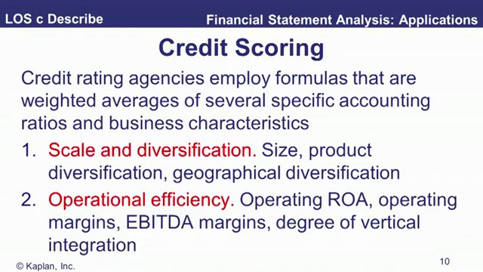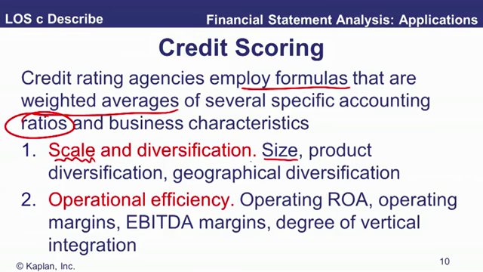So credit scoring, we just need to be aware of a number of factors that the rating agencies are going to look at. So they're going to apply formulas that are weighted averages of our accounting ratios and business characteristics. So the first thing they'll look at is the scale of the company. Now, of course, the scale of the company is just its size.